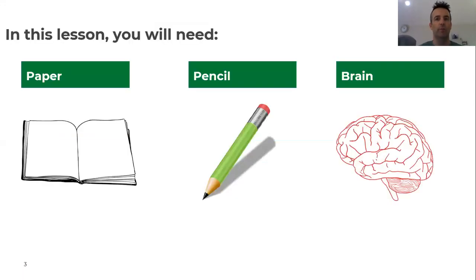Before we get going though, as always, you're going to need the usual bits and pieces. So you're going to need some paper, a pencil, and your super big geography brain. So if you want to pause the video, if you need to go and get those pieces, you can go and get those bits and pieces right now.